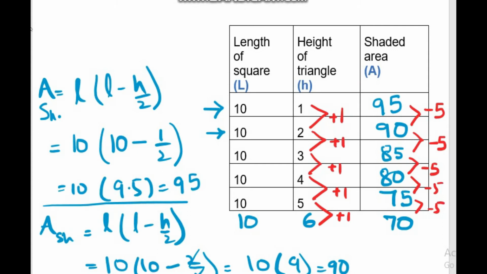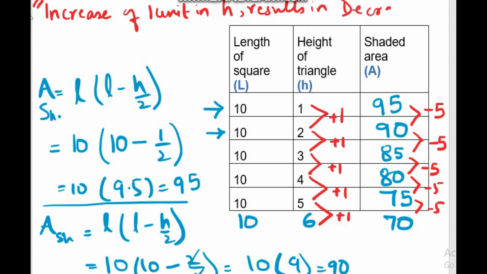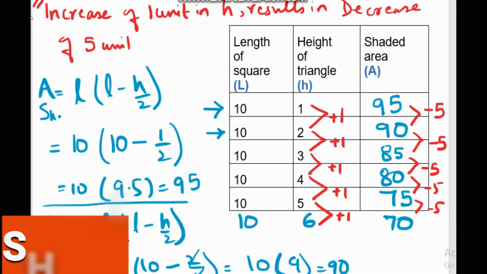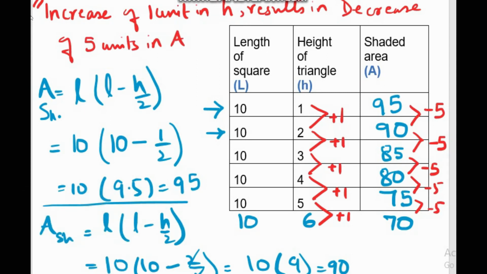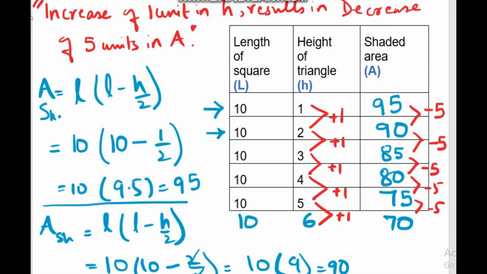Right, so when we have to explore, it's always a good idea to try to state it. So: an increase of 1 unit, whatever the unit is, in height h of the triangle results in a decrease of 5 units in the shaded area A. Keep this statement in mind for the next part.